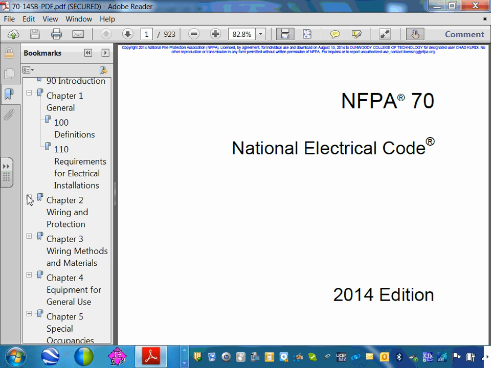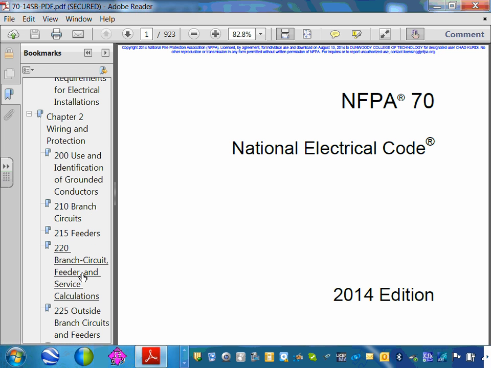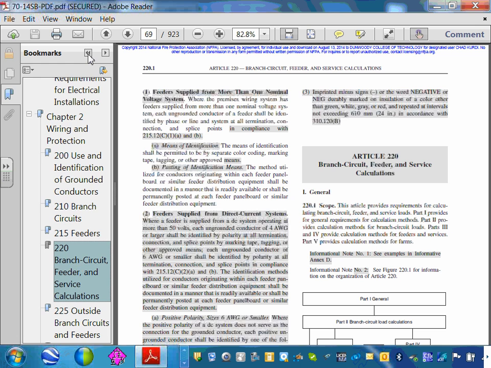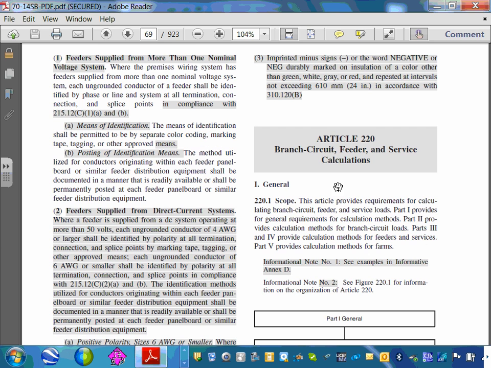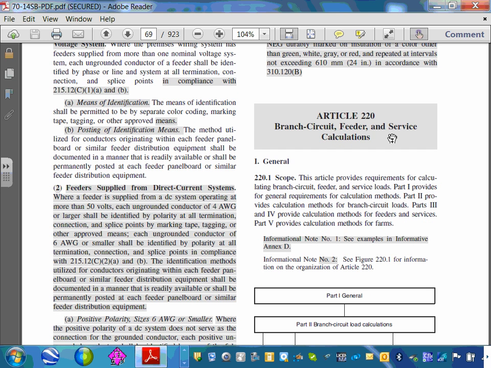Okay, do me a favor, go to Article 225, please. Actually, Article 220. Article 220. Which page? 70-66. Okay, Article 220, guys. Can you see where it says branch circuits, feeders, and services? Everything you need about load calculation.